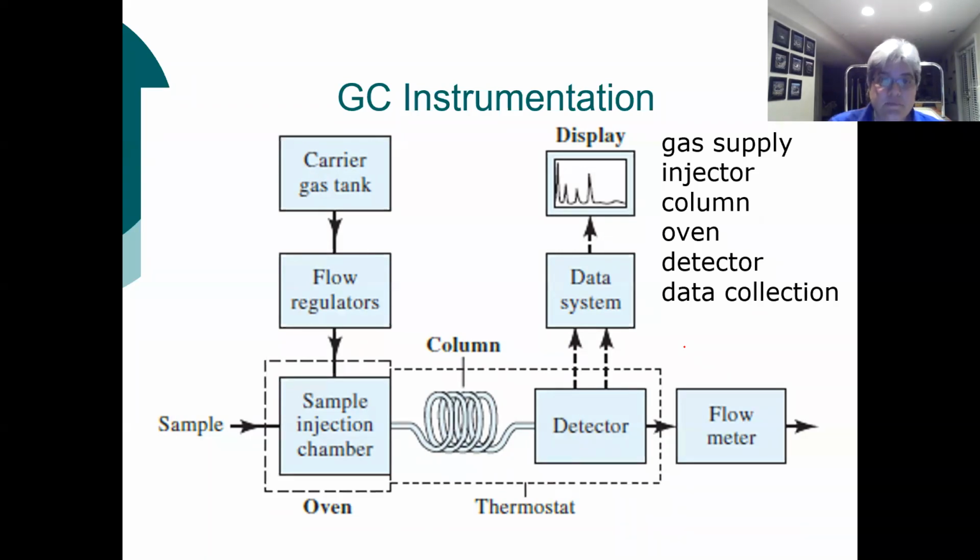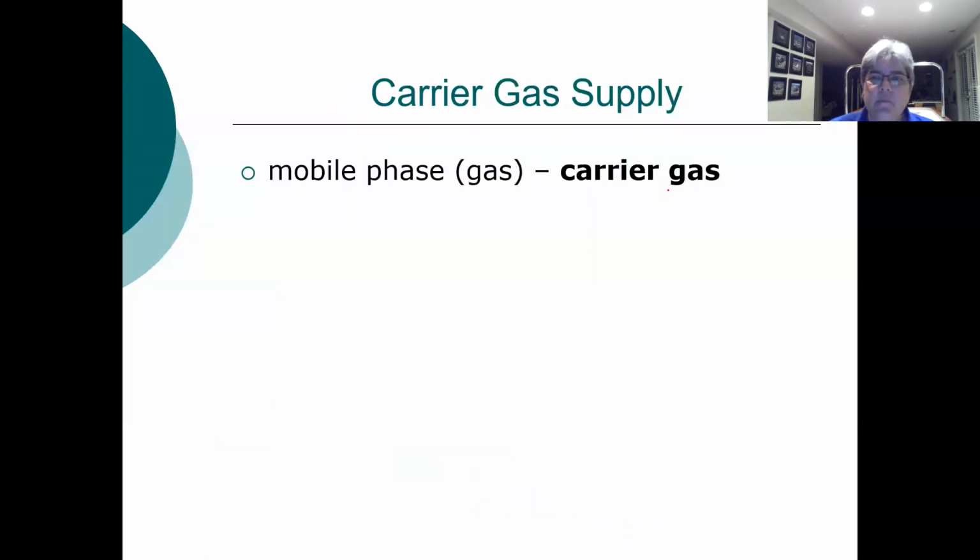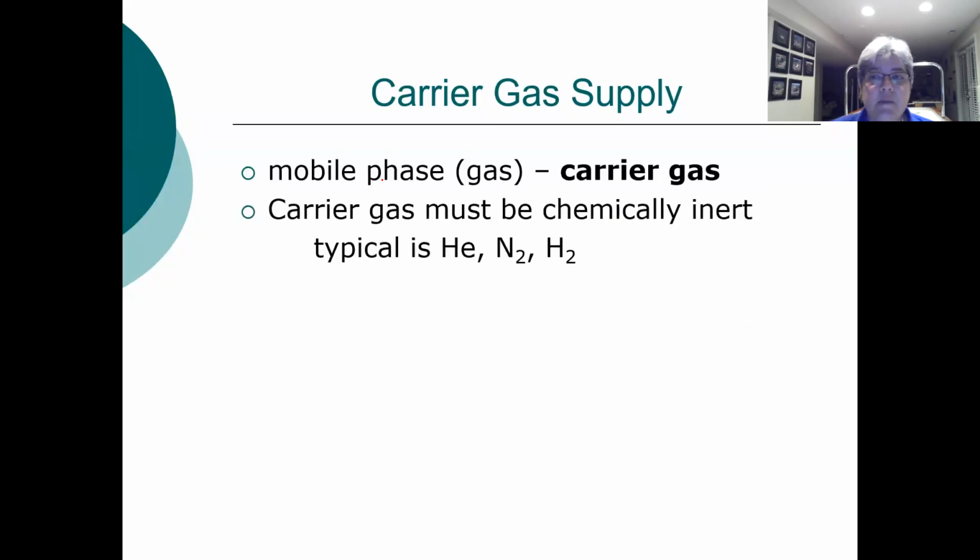Now the mobile phase. Remember I said the mobile phase is a gas, and its job is to carry the sample down the column. So quite often we call it a carrier gas. Instead of saying the mobile phase, we say the carrier gas. The three most common carrier gases, remember they need to be inert, are hydrogen, helium, and nitrogen. So you should remember these three gases: hydrogen, helium, and nitrogen.